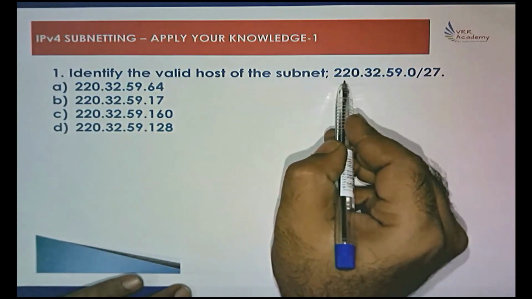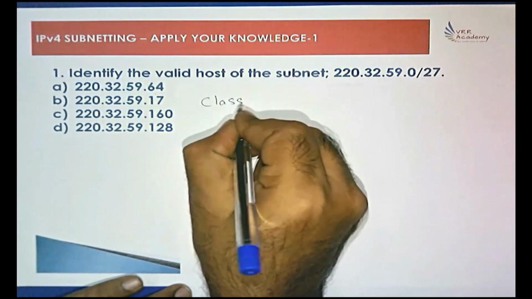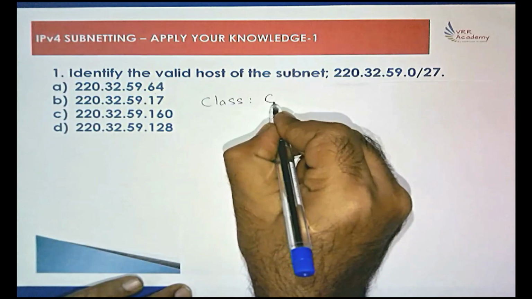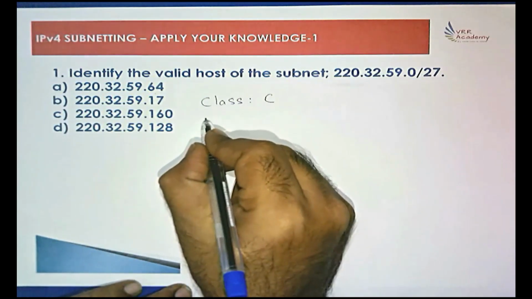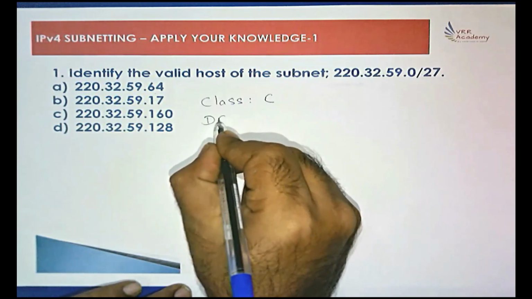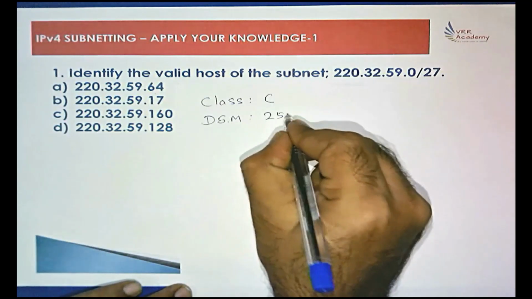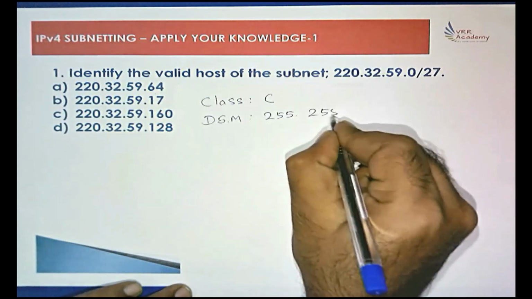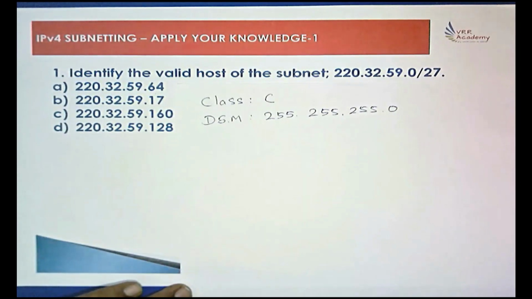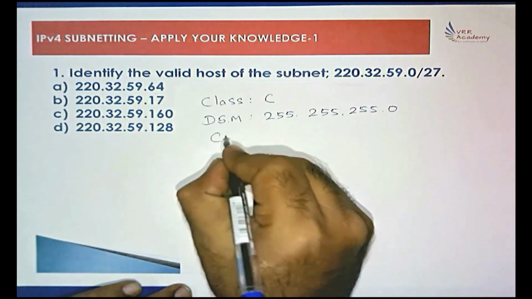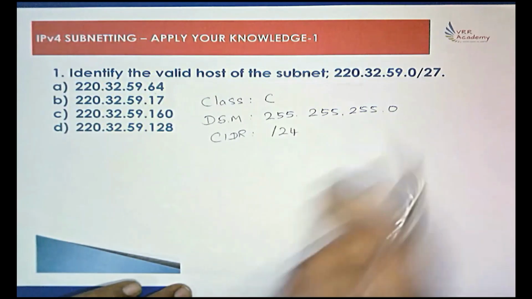If you see 220, it belongs to class C. So the class of this IP address is class C. Now, for a class C IP address, what is the default subnet mask? The default subnet mask is 255.255.255.0. So if you see the CIDR value, it is 24. That is the default one.